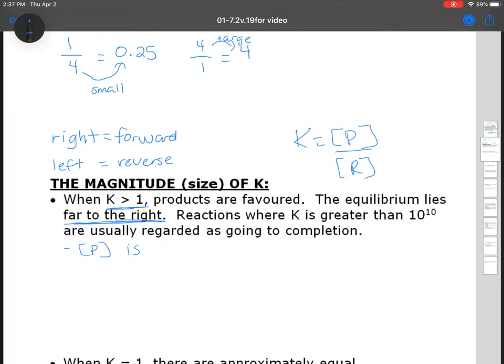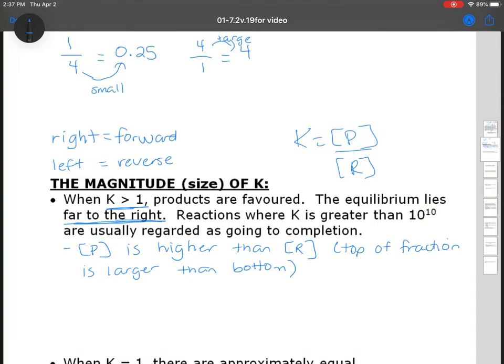Another way to say this: if the concentration of P is higher than R, because products are always, always, always going to be on the top, then we're going to get that 4 over 1 situation, which means that we say the forward direction is favored.